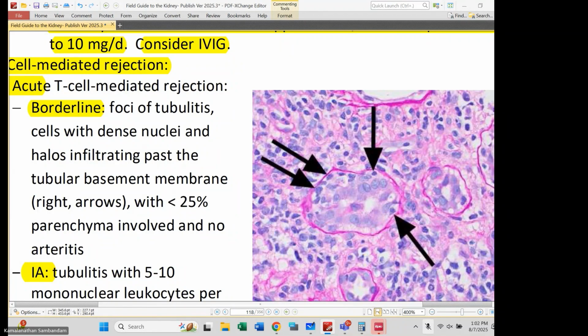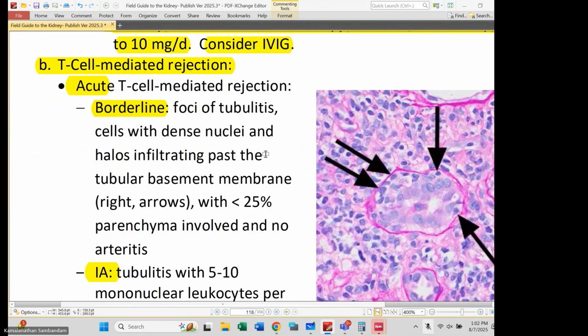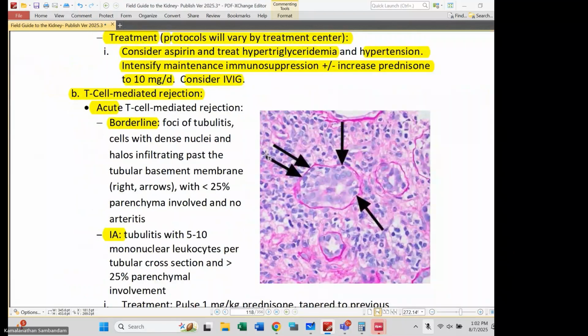That is peritubular tubulitis. When I have lymphocytes that have passed beyond the tubular basement membrane, that is tubulitis. These are, again, lymphocytes, very different from the tubular epithelial cell. Okay, all right.